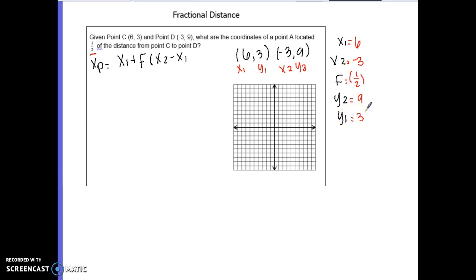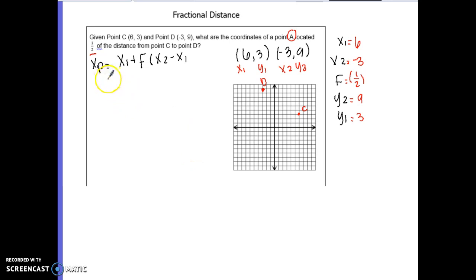If you want to graph our points, we would say that C was 6, so 1, 2, 3, 4, 5, 6, up 3. So around there was point C, and then point D was -3, so 1, 2, 3, and then 9, which should be around right there. So that is D and that is C. And we want to find point A, which is located halfway.